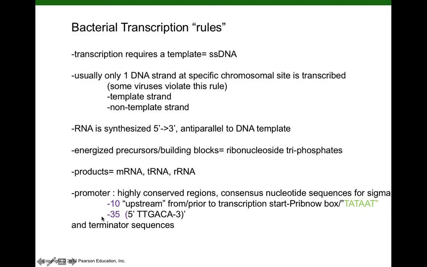And then there's another conserved region, 35 nucleotides upstream, where transcription will begin. And again, just a conserved DNA sequence. So we'll say, and this isn't exactly right, but we'll go with it. We'll say promoter is a DNA sequence that will help start transcription, and then the terminator sequences are the DNA sequence that will stop transcription.